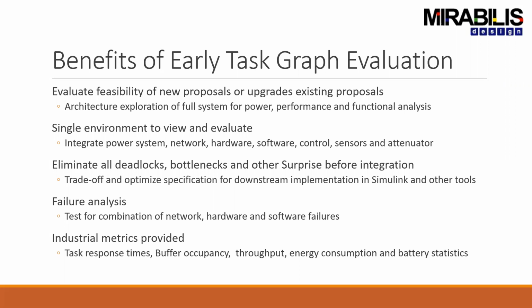Because one of the things that happens is when you go down to implementation, you have a distributed implementation. The software team works separately. The control team works separately. The hardware team works separately. So it's hard for you to be able to identify those deadlocks down at that level. One of the aspects of a task graph is really doing the failure analysis. Failure analysis can lead to redundancy, can lead to ensuring quality of service, and the ability to continue operating even in the event of any catastrophe or any unintended operation. Of course, the traditional metrics you use for performance and power analysis still apply to a task graph evaluation.